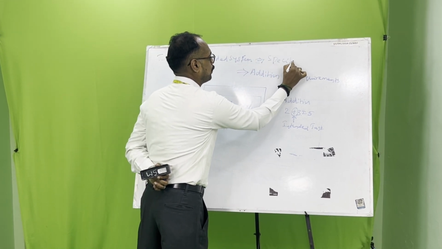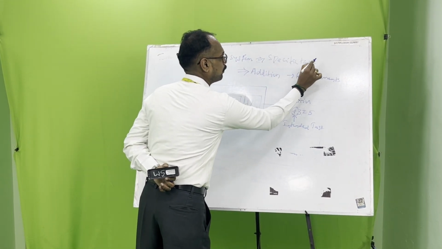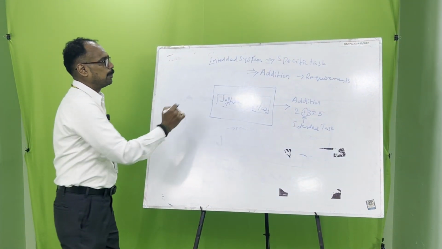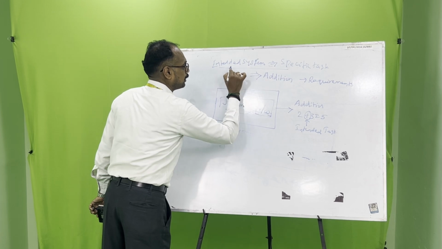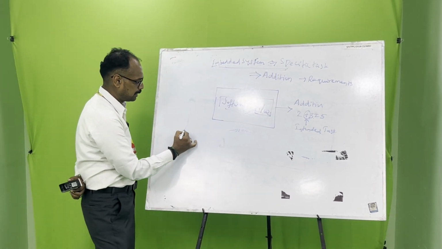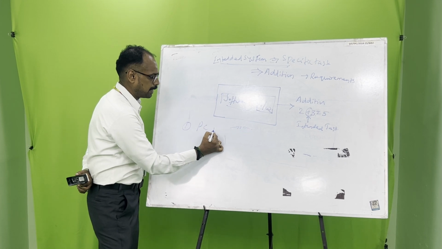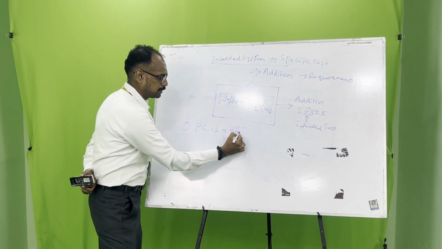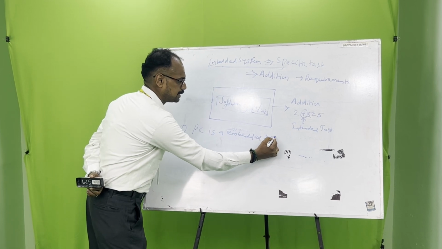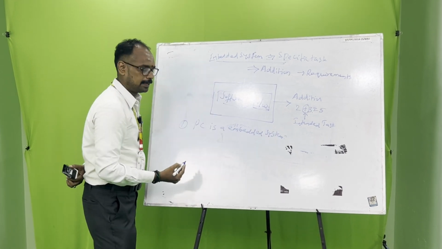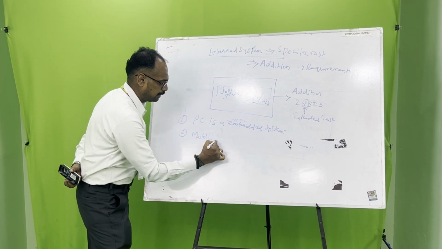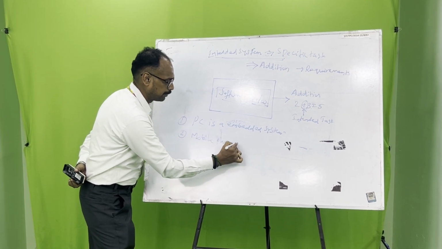Now, I am going to put two questions in front of you, for justification of this embedded system. The first question is: is our normal PC an embedded system? And the second question is: is our mobile phone an embedded system? I am giving you these two questions.